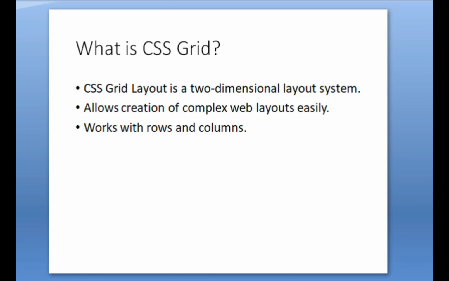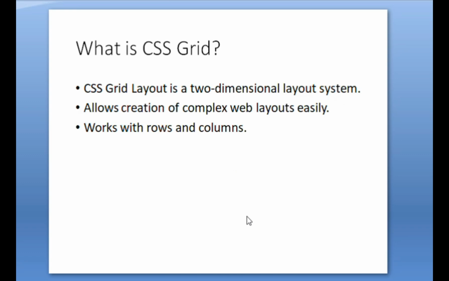So here you can see what is CSS Grid. CSS Grid is a two-dimensional layout system that allows the creation of complex web layouts easily, and works with rows and columns. In simple words, CSS Grid is a powerful layout system in CSS that allows you to design a web page using a two-dimensional grid, applied to both rows and columns. So CSS Grid lets you place elements exactly where you want them on your web page, and makes building responsive layouts a much easier way.